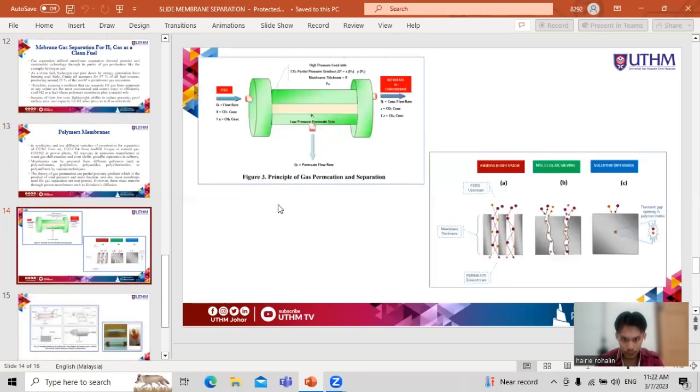diffusion. Here we can see the diagram that shows the principle of gas permeation and separation. As you see here, from the left is the feed, and it goes through a membrane. In this case, it's a hollow membrane, and what comes out is retentate and concentrated. And here is the diagram for Knudsen diffusion, molecular sieving, and solution diffusion. All right.